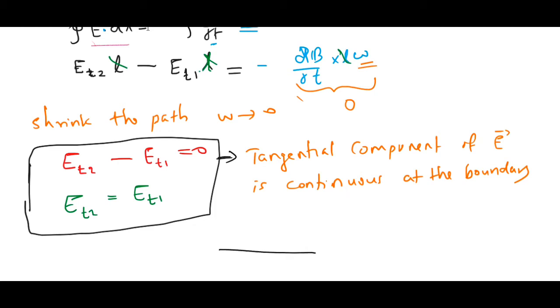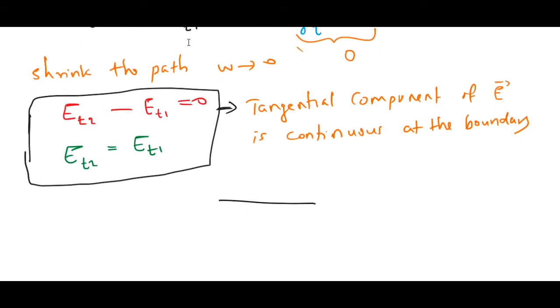If we have medium 1 and a boundary, and an electric field passes from medium 1 into medium 2, its tangential component passes through. There will not be any loss in the tangential component. ET1 is equal to ET2. The normal component of the electric field we will discuss later. That is, the strength of the tangential component of the electric field in medium 1 will be equal to ET2.